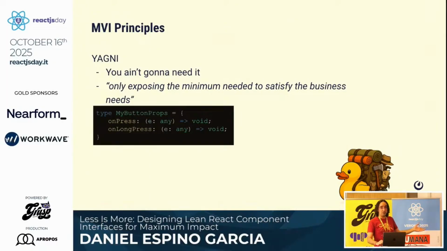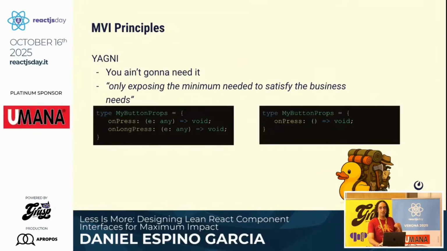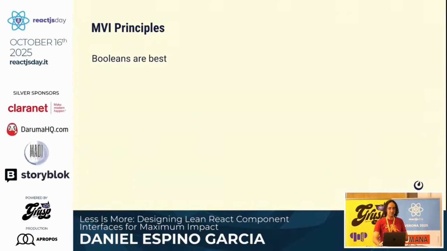And I will go even further. Are you using the event? Are you using the E argument? No? Remove it also. You can change this later, but right now you are not using it. You are not going to need it. So remove it.